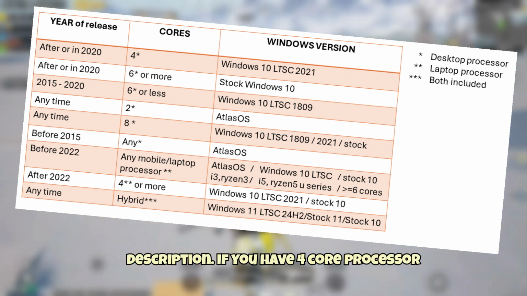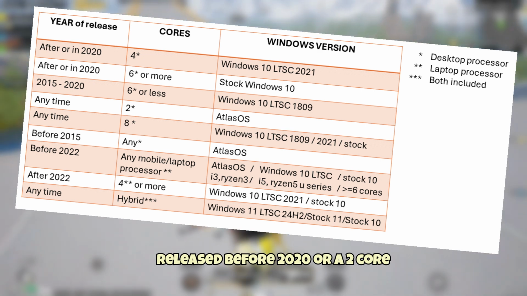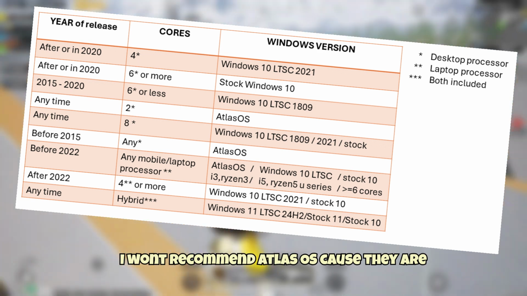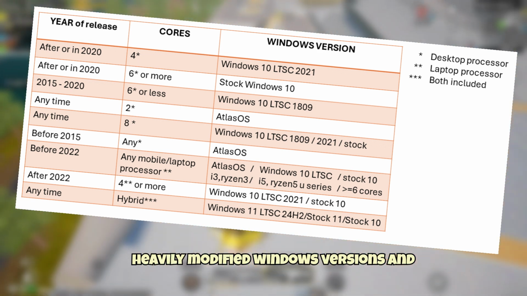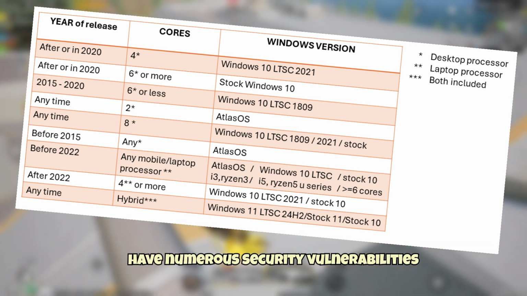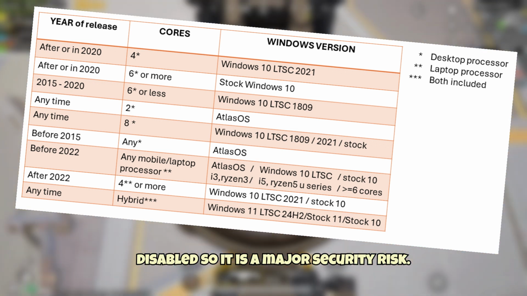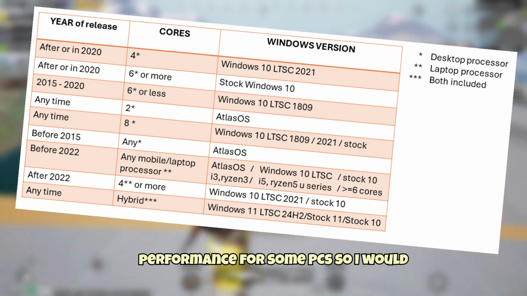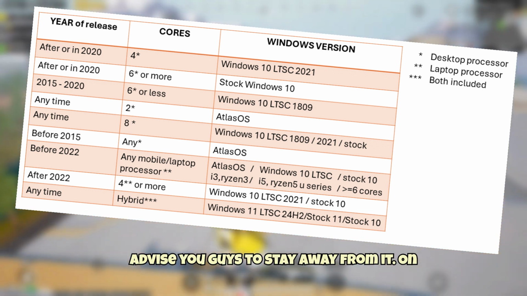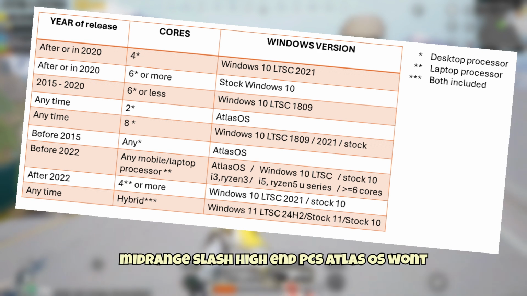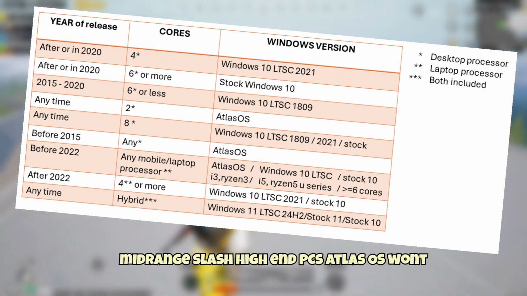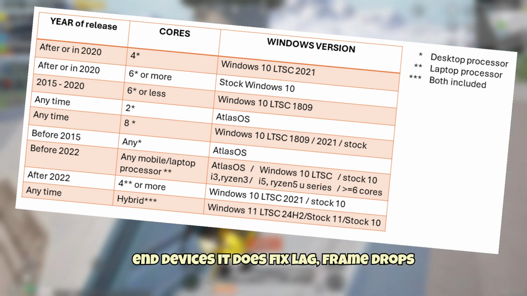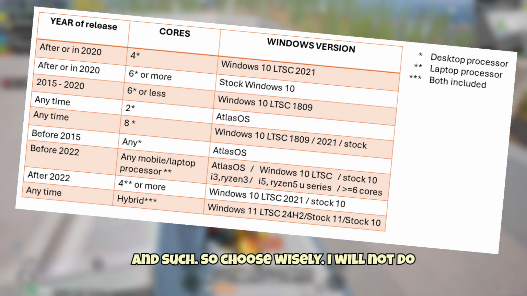If you have a 4-core processor released before 2020 or a 2-core processor, install Atlas OS Windows 10. I won't recommend Atlas OS because they are heavily modified Windows versions and have numerous security vulnerabilities disabled, so it is a major security risk. Also, it doesn't necessarily give more performance for some PCs, so I would advise you to stay away from it. On mid-range and high-end PCs, Atlas OS won't give much performance uplift, but on low-end devices, it does fix lag, frame drops, and such, so choose wisely.